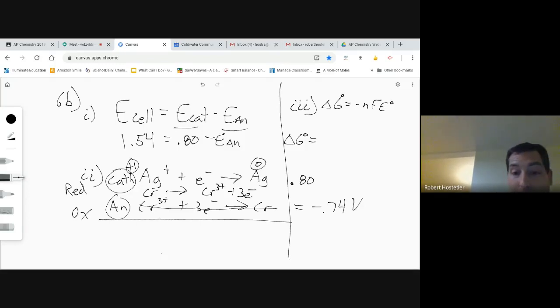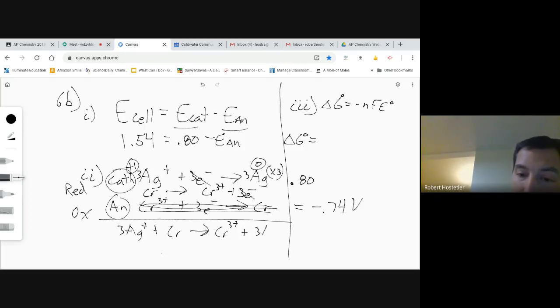Now you can combine those together, but we have to multiply the top by 3 so that the electrons cancel out. So we're going to have 3 silvers, 3 electrons, and 3 silver ions. Now the electrons cancel, and we get something that looks like this, 3 Ag+. What else we got down there? We got a Cr. And then on the other side, you're just going to have the chromium ion and the silver. Don't forget the 3 that we added in there. So there's your overall equation.